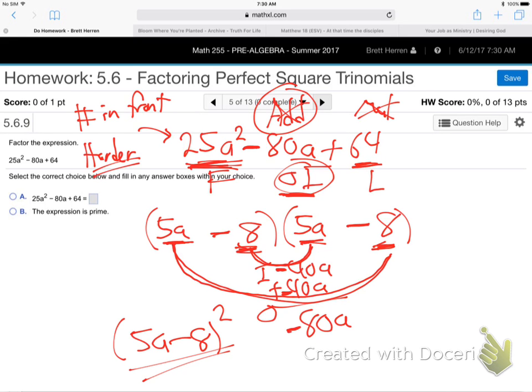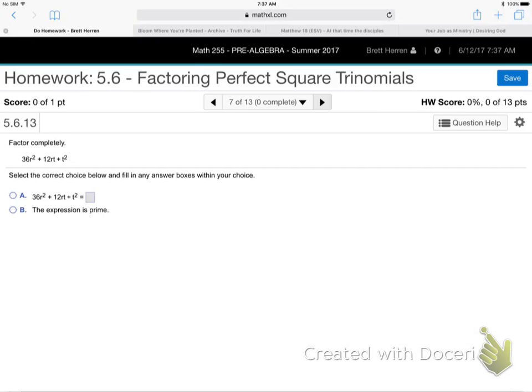All is well. So try another one then. The number in the front. So 36. Is that an R? Yeah. R squared plus 12 RT plus T squared. All right, try that one. Two parentheses.